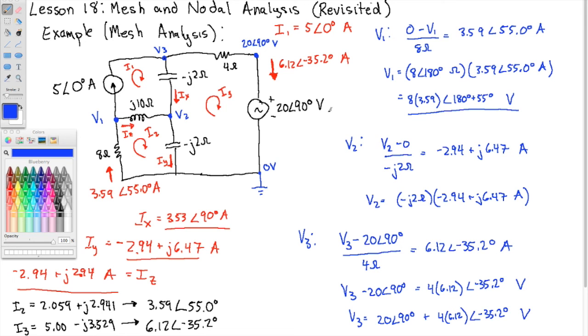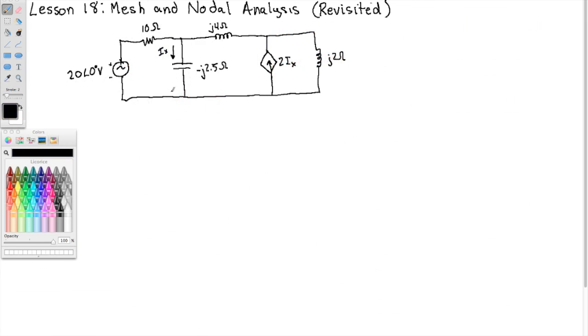Now let's take a look at nodal analysis. In this example, we are going to solve for all of the unknown node voltages and branch currents using nodal analysis. Notice in this circuit, we do have a dependent current source. The current here is twice the current through this capacitor. And the capacitor has negative J2.5 ohms of impedance. So this picture is already in the frequency domain.